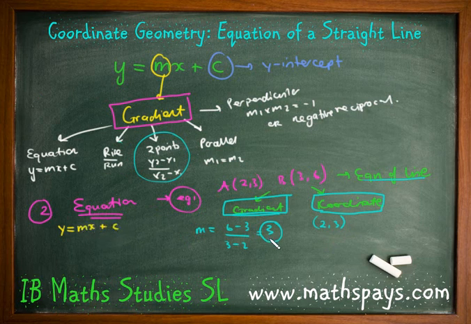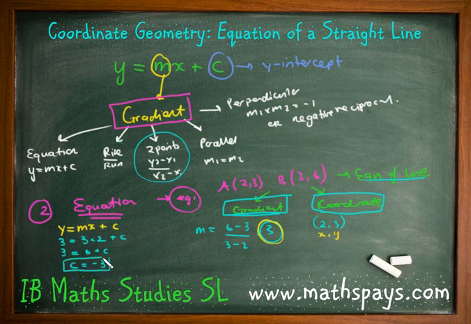Now I've got a gradient of 3 and I've got an x and a y coordinate. So we're going to use these 3 pieces of information to sub into this equation. So 3 equals, my m is 3, times my x, which is 2, plus c. So I've got my y coordinate of 3, my gradient of 3, and my x coordinate of 2. I can then simplify: 3 equals 6 plus c. I'm going to subtract my 6 across to get c equals -3.